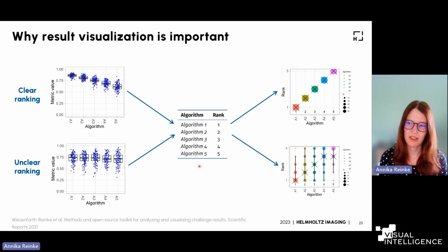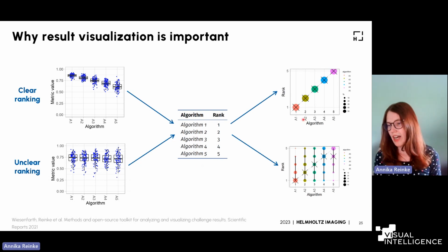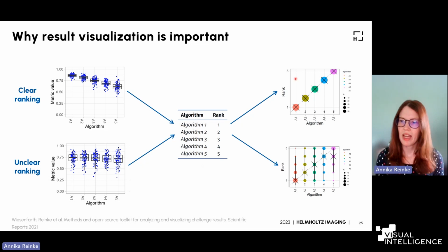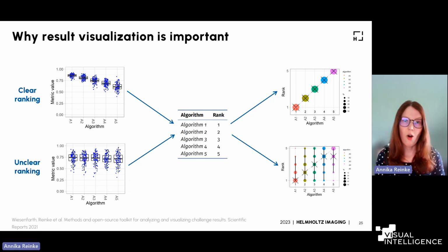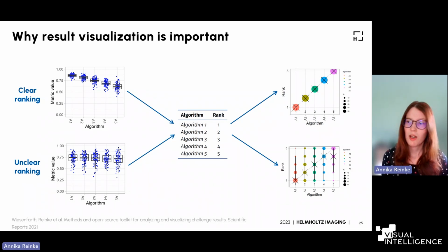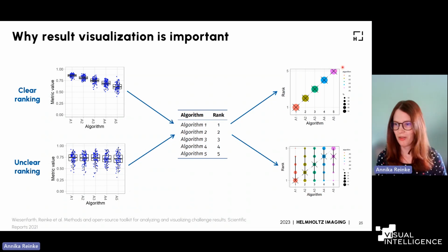So here you see one example, which we call blob plots. Here we see on the x-axis, again, the algorithms, and on the y-axis, potential ranks that could be achieved. And the radius of these blobs indicates how often a specific rank is achieved during the bootstrap samples that we are calculating.